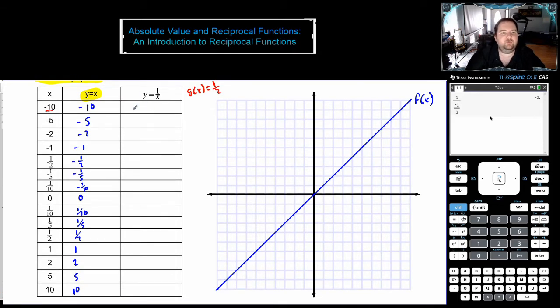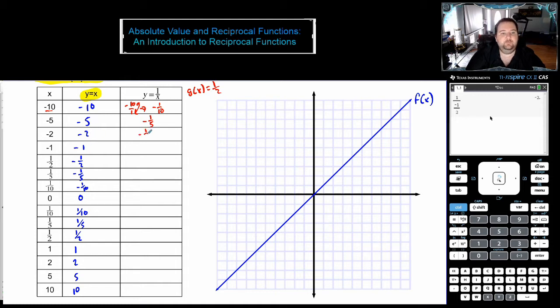Okay, let's go ahead and fill in this next part of our table where we're doing our reciprocal values. Remember, our reciprocal values for this new function g of x are going to be the reciprocal of our original function f of x. So what's the reciprocal of negative 10 over 1? Well, when you swap the numerator and denominator, it becomes negative 1 over 10, right? So what's the reciprocal of negative 5? Negative 1/5, right? This is 5 over 1 and it becomes 1 over 5.